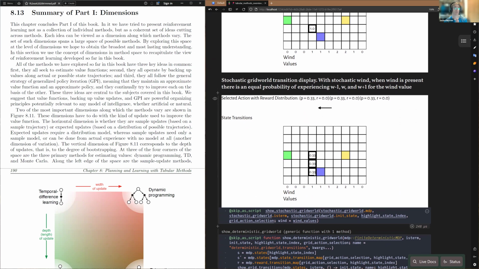Oh, I know why it wasn't working. If there's no wind, it's not stochastic, actually. Everything is deterministic. If there is wind, then you basically have a 1/3 chance of the wind value being 1 less than it's supposed to be, the normal value, or 1 greater. So there's a spread of possible wind values. Now you can see in this stochastic transition to the left, there's a 1/3 chance of ending up in any one of these squares.